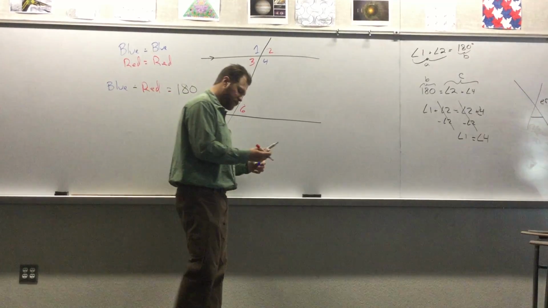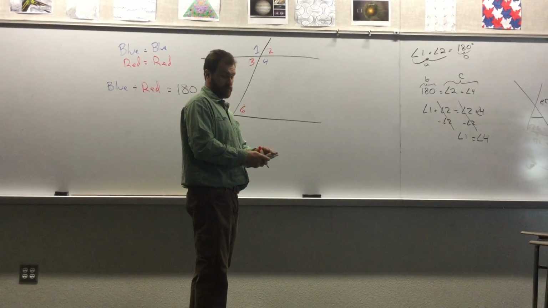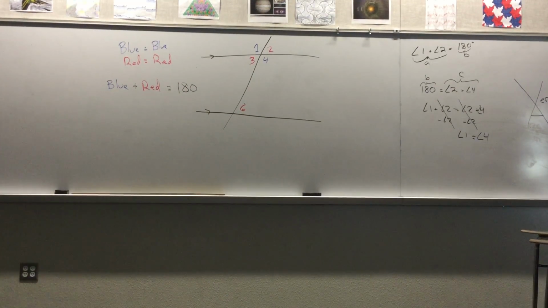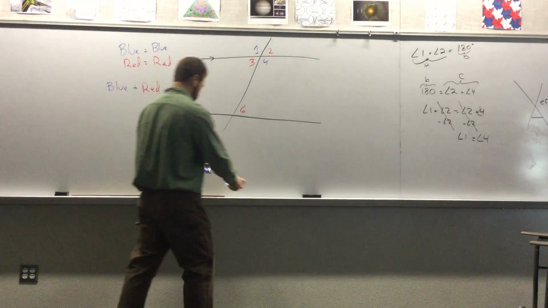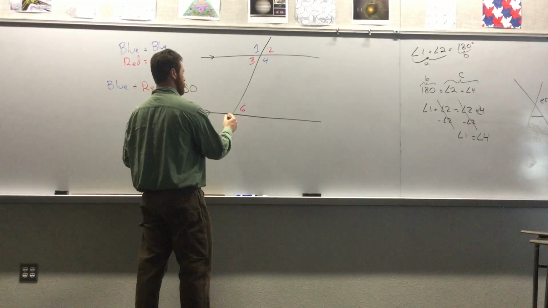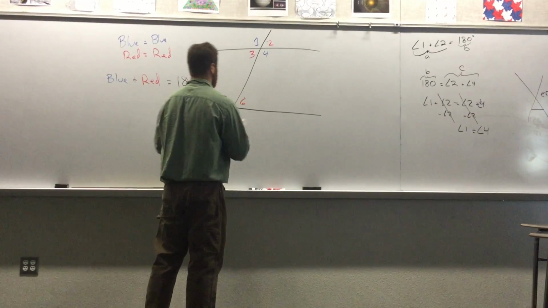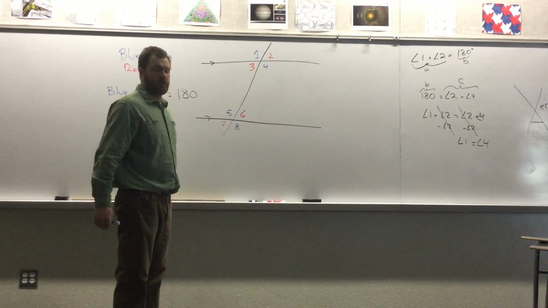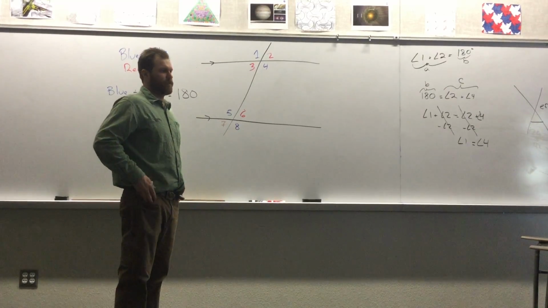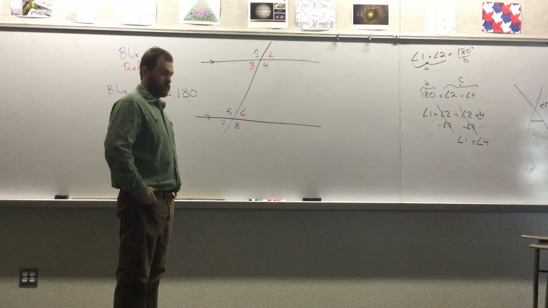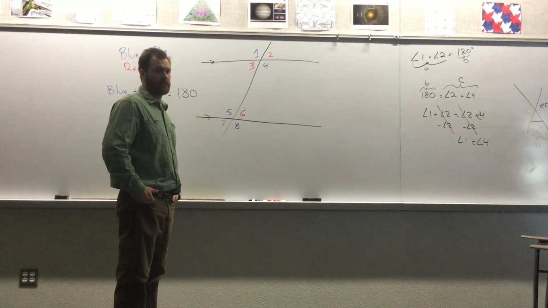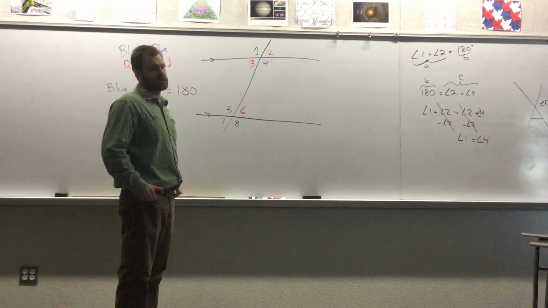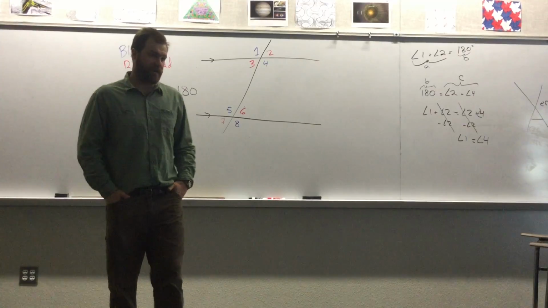Okay, so how many angles do I have here? How many angles do I have total up here? 8, right? But how many different angles do I have up here? 4. 2. 2. All of the reds are equal to each other, and all of the blues are equal to each other. And that's the big thing here.